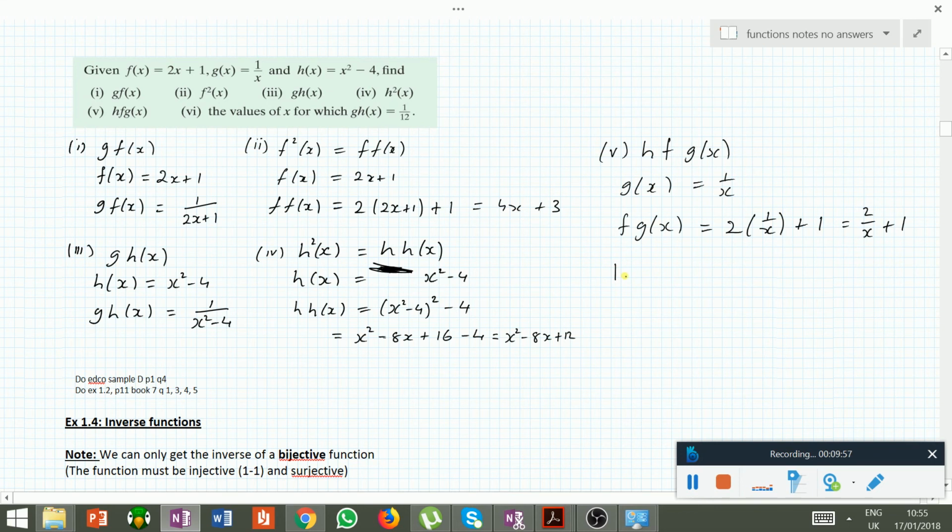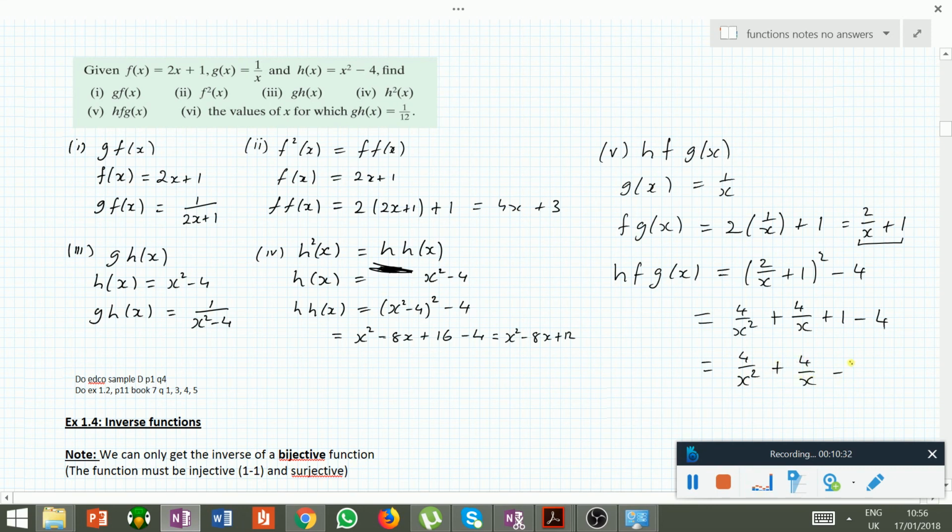And then you have h f g of x. So you take this expression here. H is x squared minus 4, so you take this, 2 over x plus 1, square it, minus 4. And that will be equal to, first term squared will be 4 over x squared. Twice their product. The product is 2 over x. Twice that is 4 over x plus 1 minus 4. And that's equal to 4 over x squared plus 4 over x minus 3.